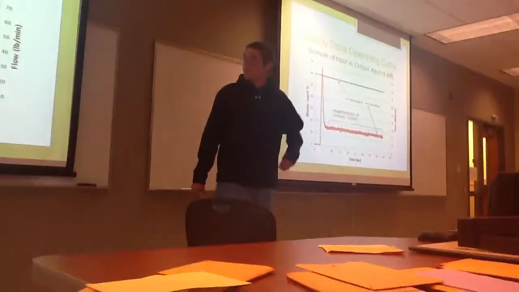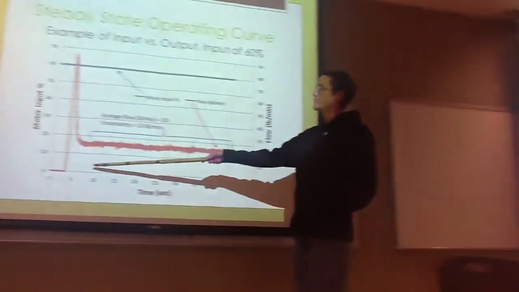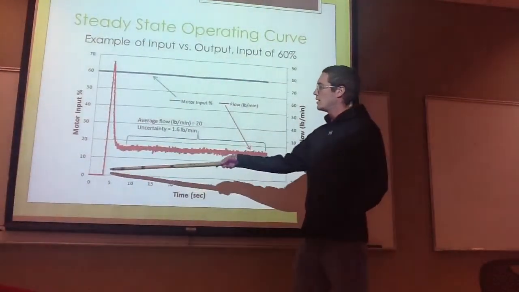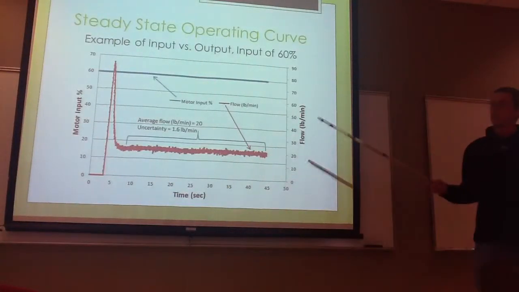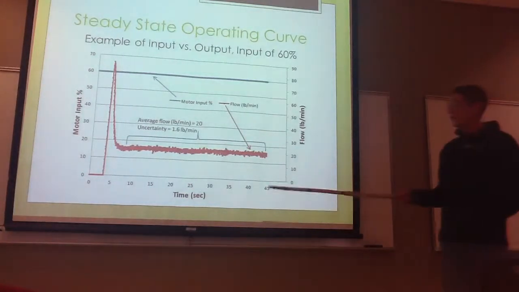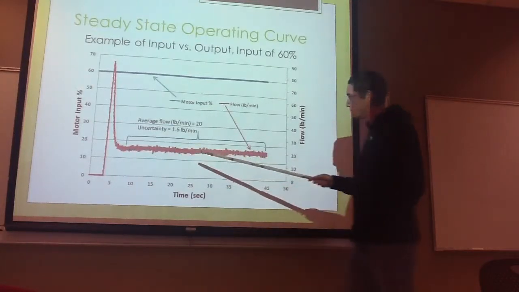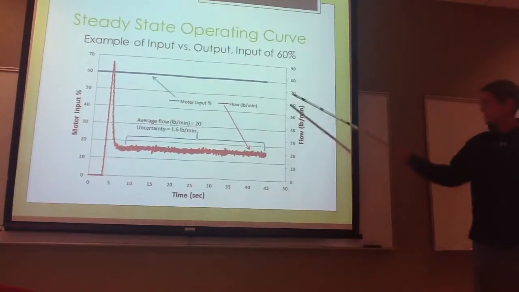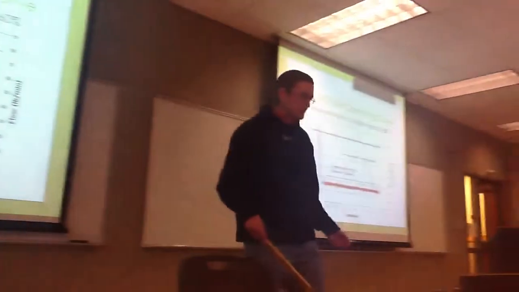This is an example of the steady state operating curve at 60% input. You can see it takes about 7 seconds for it to reach steady state. The reason for that is after the input has died away, there's water still in the system, but it drains down back to the reservoir. And so you're actually just pumping water. So it takes a minute for it to get to steady state, but you can get an average here. At 60%, we have 20 pounds per minute with an uncertainty of 1.6 pounds.